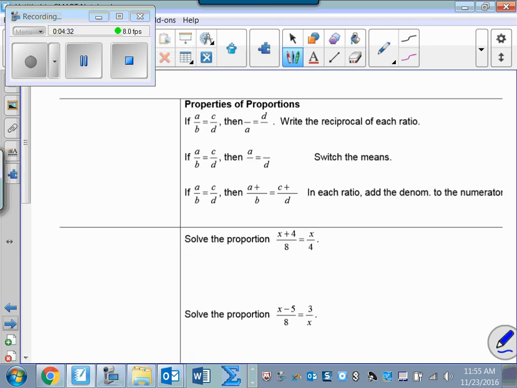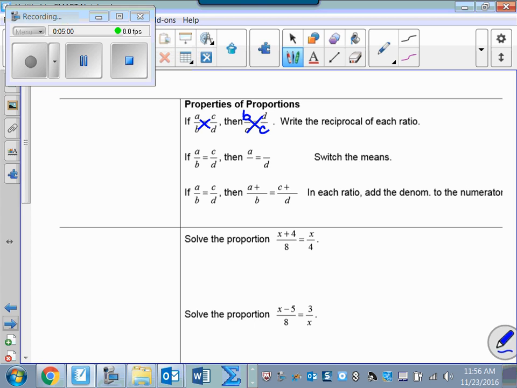How about some properties of proportions? We know if A over B equals C over D, then I can just write the reciprocal of each one, and I'll get B over A equals D over C. And how can you make sure you've written your property correctly? Well, check the cross product. In this one, I've got AD equals BC. Make sure you've got the same when you take the cross product of your rewritten ratio. All right?